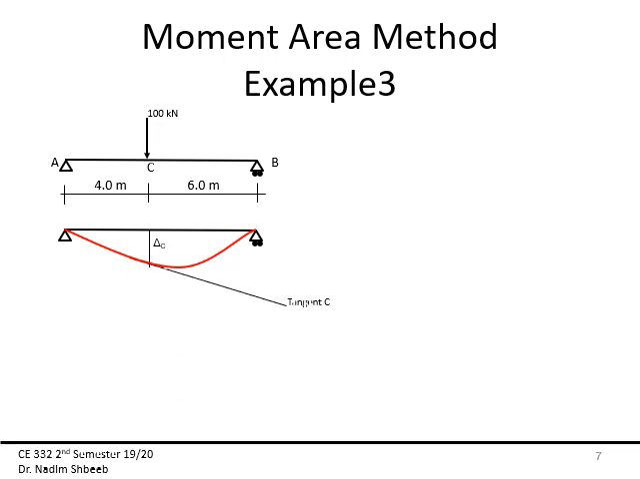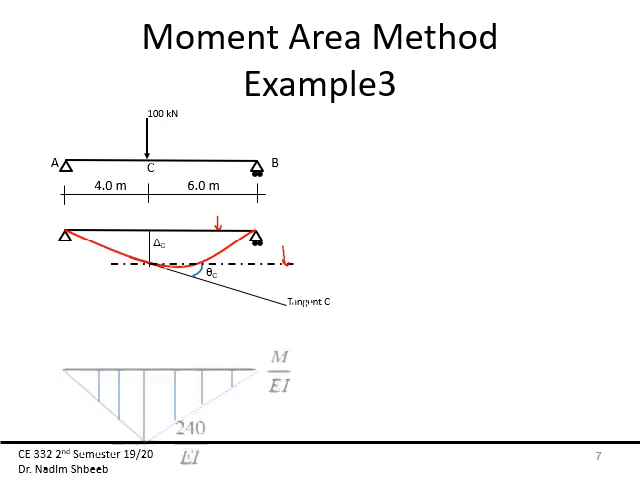I'm going to take a tangent at point C. And then theta C is going to be the angle between the tangent at the point of the elastic curve with the undeflected chord or the undeflected shape. So I just took this here and then just moved it down. So this is now my theta C. Okay.